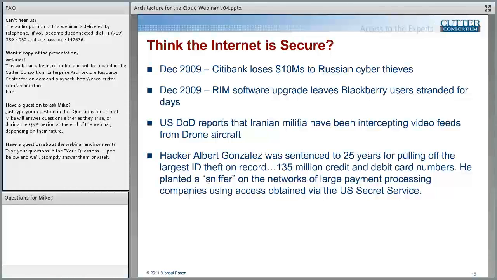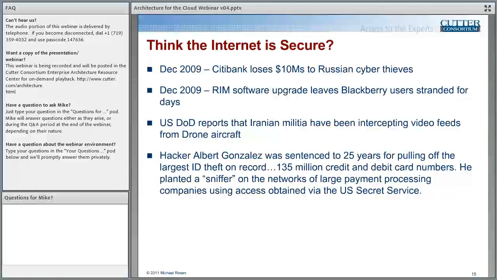I love this one. The Department of Defense reports that Iranian militia have been intercepting video feeds from its drone aircraft. I don't know how many of you read about that in the news. They were doing it for over 6 months. The DOD actually knew that they had a vulnerability, but they said the Iranians are not sophisticated enough to figure out how to do this. How they actually did it was they bought some spyware off the web for $30 from a provider in Russia.